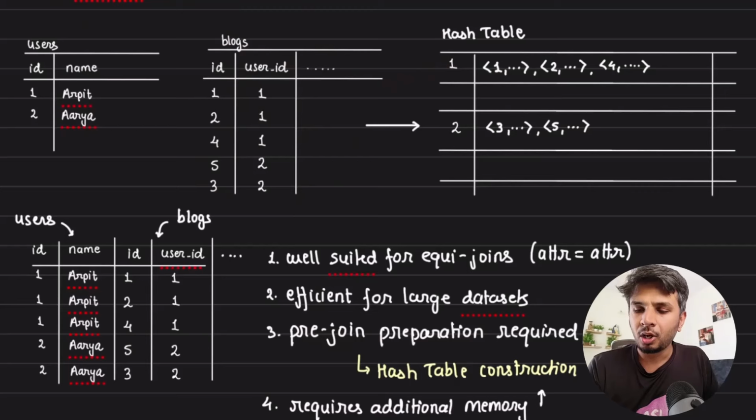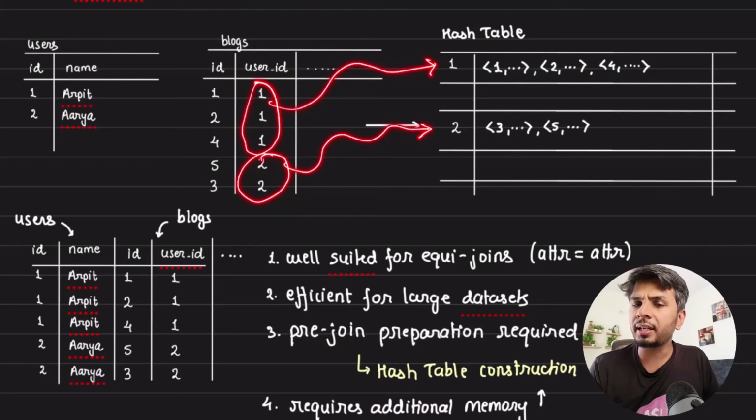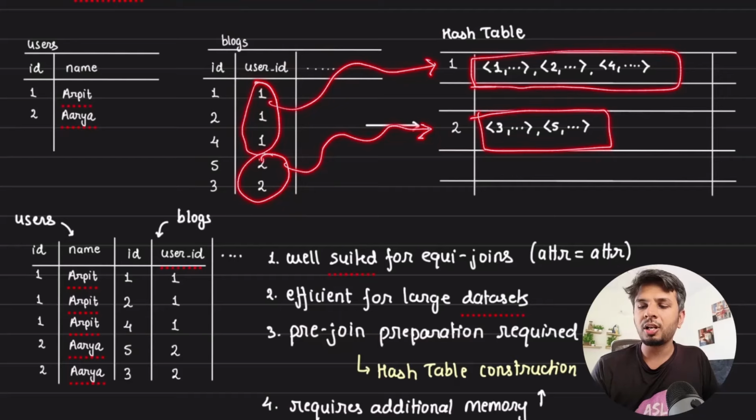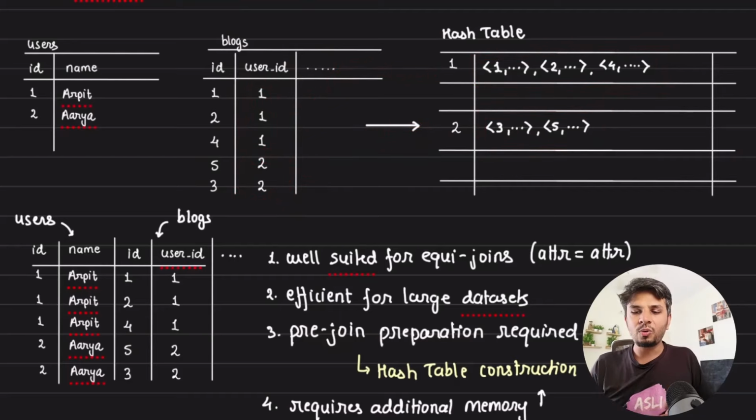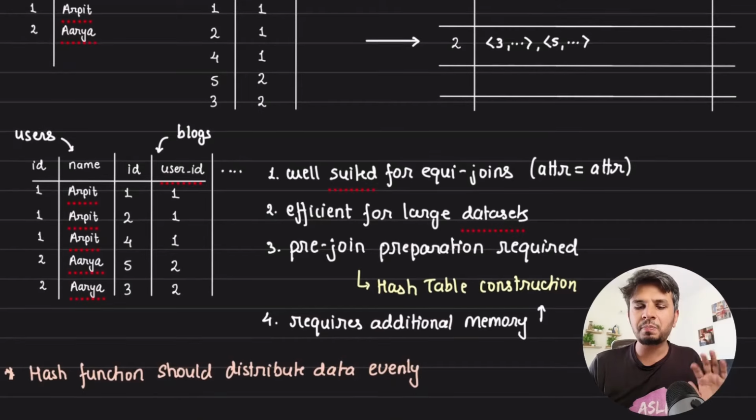So for example, all the rows where user ID is equal to 1 go to this slot. All the rows for user ID equal to 2 go to this slot. Again, collisions are there, not a problem. But I'm storing all the rows over here in this hash table. So this is my preparatory stage. Once this is done, the join is pretty simple.